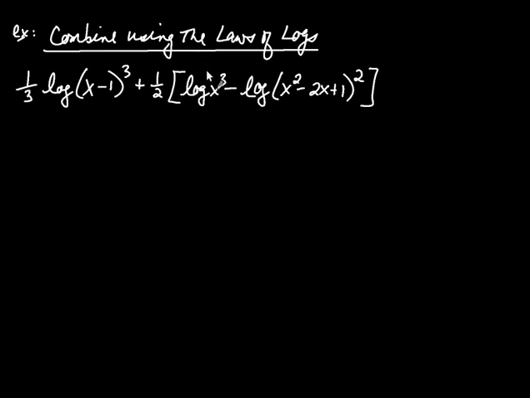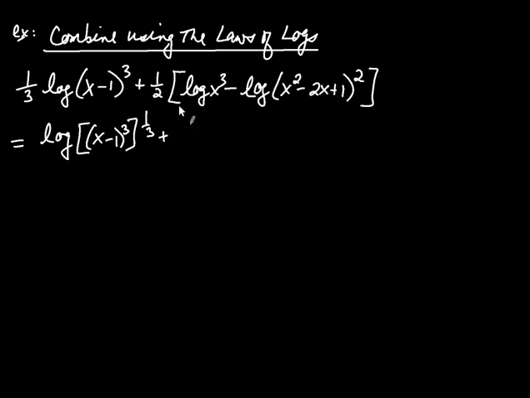So let's combine using the laws of logs. For the first one, combining means you're basically using the properties in reverse. I can take that 1/3 which is out in front and put it as a power. So this is going to become the log of (x minus 1) to the 3rd, raised to the 1/3. Not only can I take exponents down, I can also take them up, and in a moment I'm going to multiply those exponents together.